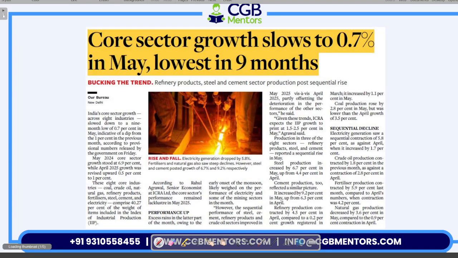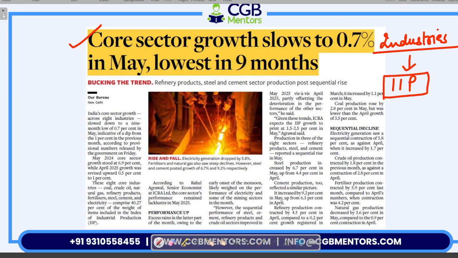Now, moving forward and starting with our news items for today, the first and foremost one that I have for today is: core sector growth slows to 0.7% in May. See, we want to measure how our industries are performing, right? We want to know that. So for that, we have an index called IIP, Index of Industrial Production. Through this, we see what the volume of production of our industries is, and on that basis we decide whether they are doing well or not. That also tells you how the economic activity is in the economy, right?